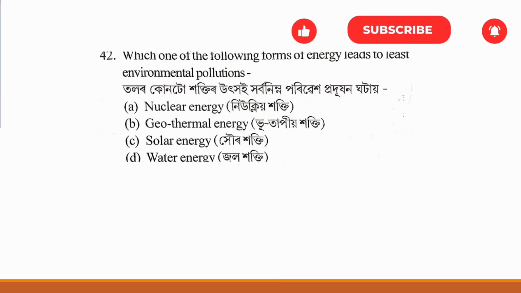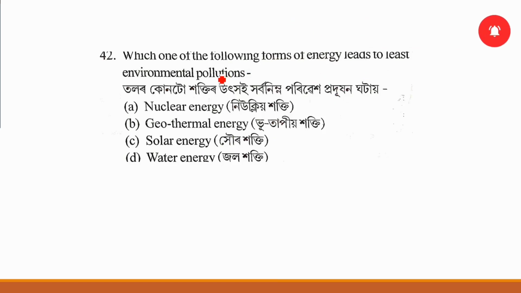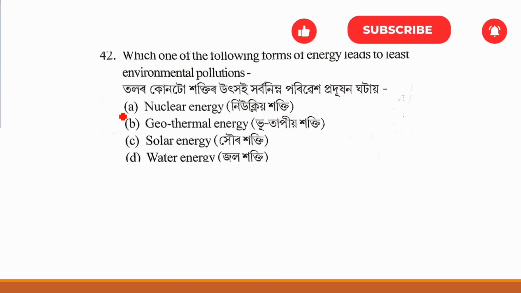Which one of the following forms of energy leads to least environmental pollution? Number A, nuclear energy. Number B, geothermal energy. Number C, solar energy. Number D, water energy. So dear students, option C, solar energy, is the correct answer.